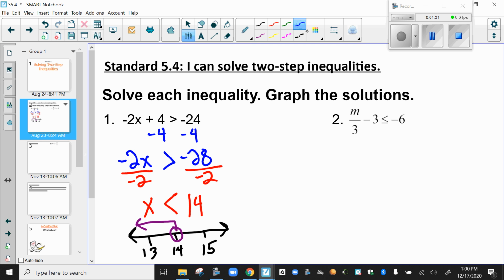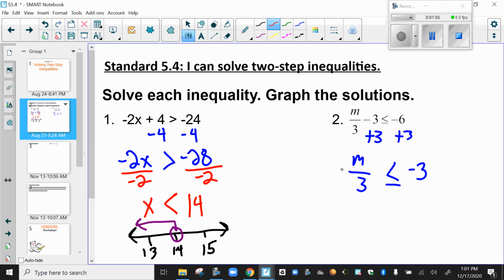All right. Let's do the other one. Other one, we have m divided by 3 minus 3 is less than or equal to negative 6. So let's start with adding 3 and adding 3. Let's bring it down. We have m divided by positive 3 is less than or equal to negative 6 plus 3 is negative 3. All right, change colors.